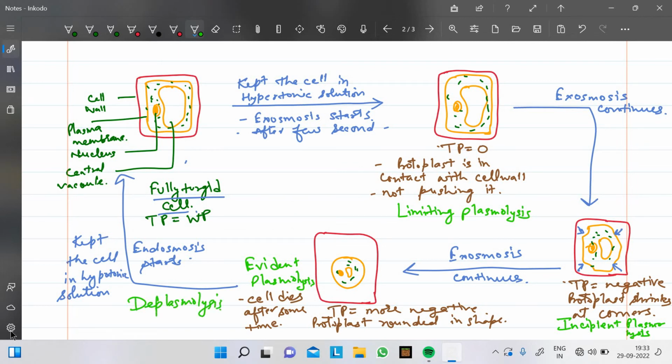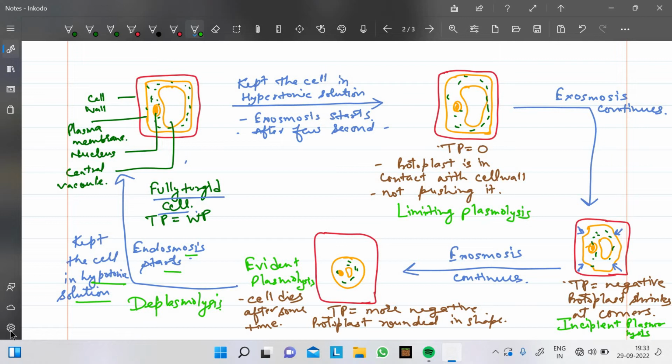Deplasmolysis means that before the cell dies, if we put the cell in a hypotonic solution, endosmosis starts as soon as the cell enters the hypotonic solution, and it will become fully turgid and return to its original shape and size. So this is all about plasmolysis and deplasmolysis.